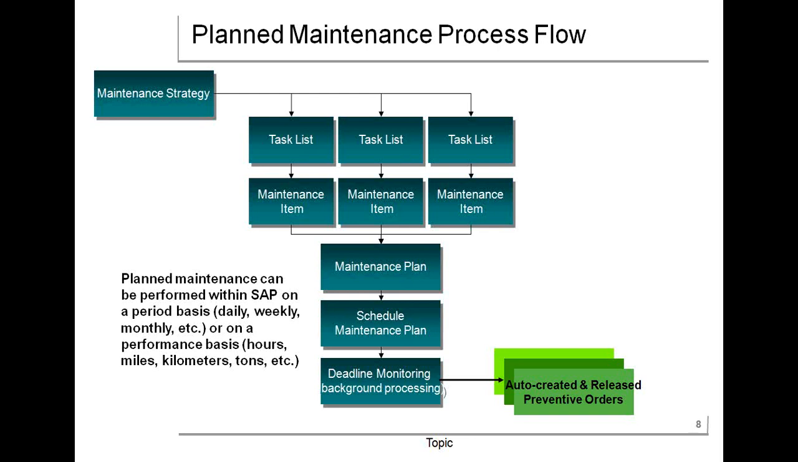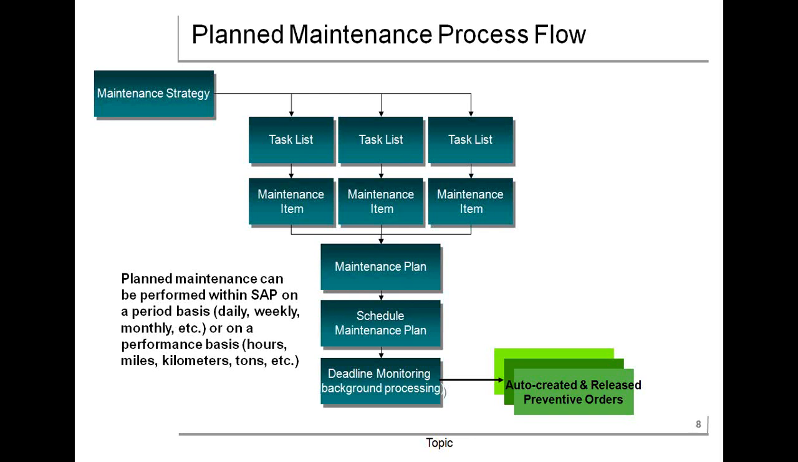Next is task list. Task lists are the set of operations which are performed at certain intervals. For example, for 1,000 running hours of this particular machine, what maintenance do we have to perform? That means what tasks, what operations do we need to perform. Those sets of operations are called a task list. And for 1,500 running hours, what maintenance activities do we need to perform? That is also a task list. For 5,000, 7,500, and 10,000 running hours, we can have different activities performed at different intervals.